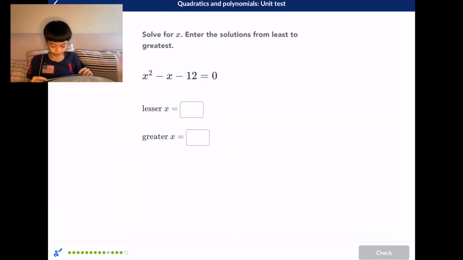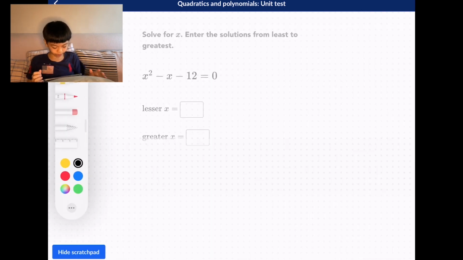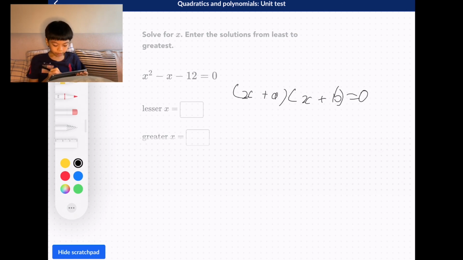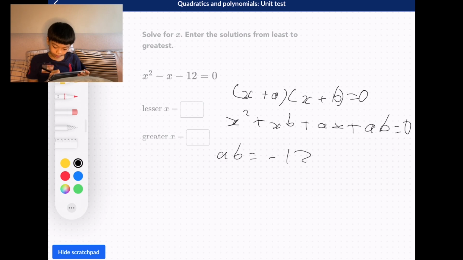Solve for x. Enter the solutions from least to greatest. Alright, we can do the same method we did last time. So, it's x plus a times x plus b equals to 0. x squared plus xb plus ax plus ab equals to 0. Ab is minus 12 and a plus b is minus 1, because it's basically minus 1x, and we still don't need to bother about the x, so it's minus 1.